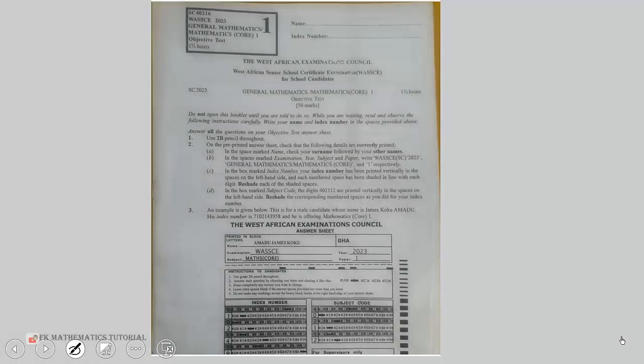Let's solve the WASSCE 2023 General Mathematics Paper 1, Core Mathematics Paper 1 Objective Test. The first question here is, in the first year, Mr. Kwachi's annual salary was 1,560. His salary was increased each year by a constant value until it was 13,980 in the 13th year. Calculate the value of y.